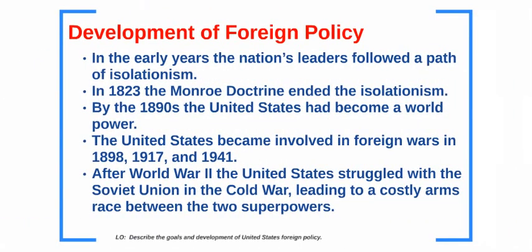In the early years, the nation's leaders followed a path of isolationism. In 1823, the Monroe Doctrine ended the isolationism. By the 1890s, the United States had become a world power. The United States became involved in foreign wars in 1898, 1917, and 1941. After World War II, the United States struggled with the Soviet Union in the Cold War, leading to a costly arms race between the two superpowers.